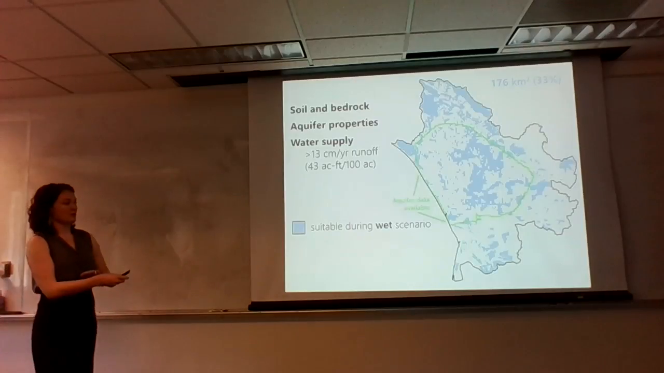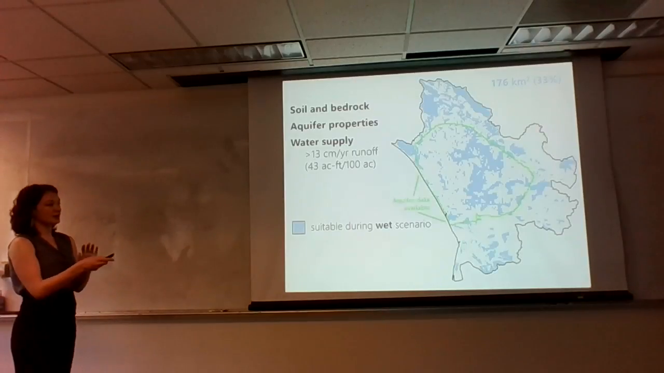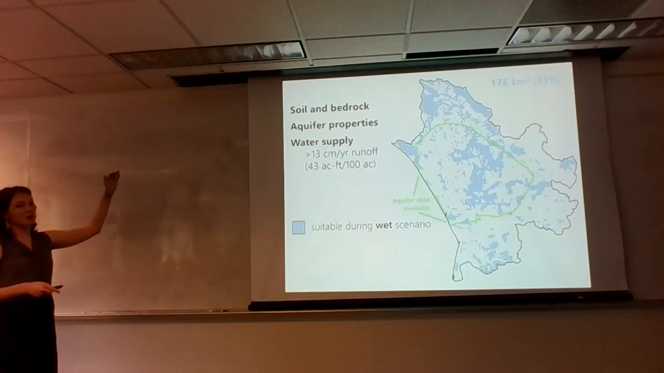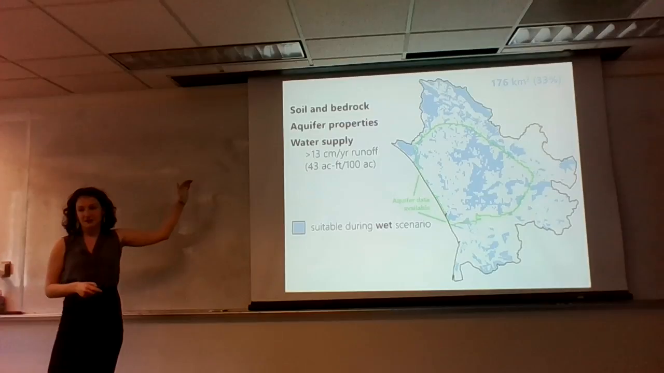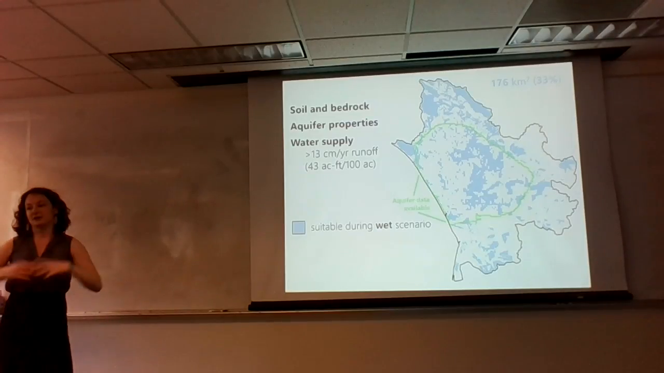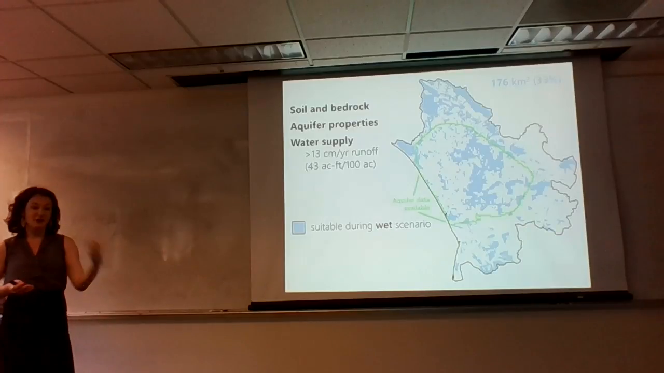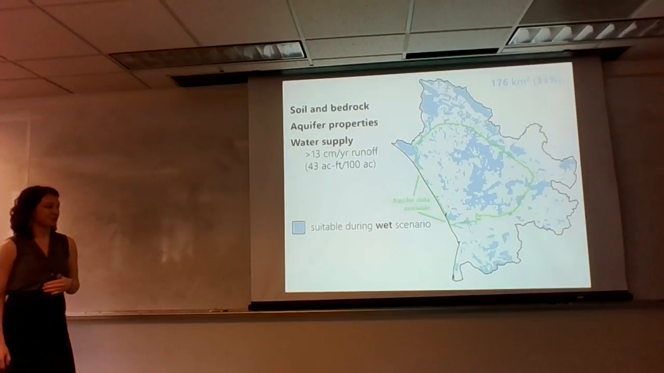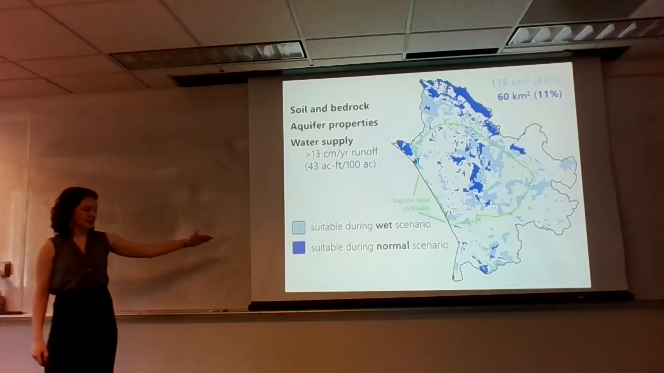This is a map of the Pajaro Valley showing in light blue areas that are suitable in terms of soil, bedrock, and aquifer properties, and also generate at least 13 centimeters a year of runoff during the wet climate scenario. And I chose that cutoff because it's a significant amount of runoff that's enough to support a DSC-MAR system. We can narrow that down further.